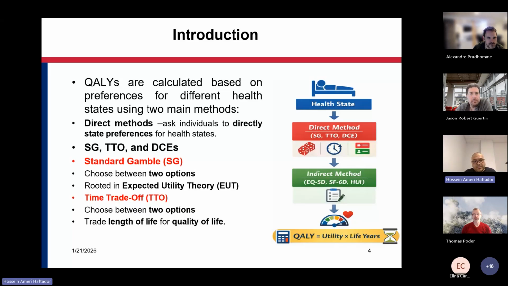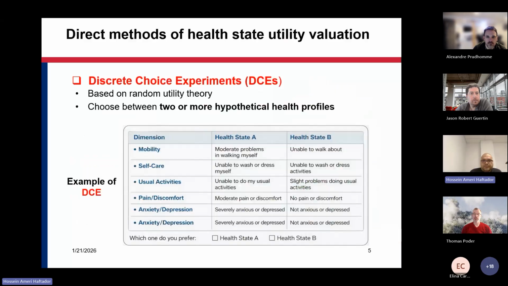Time trade-off is another direct method. In time trade-off, a person is presented with two options, perfect health and imperfect health. In time trade-off, a person trades between length of life and quality of life. Actually, time trade-off shows how many years a person is willing to sacrifice to live in perfect health.